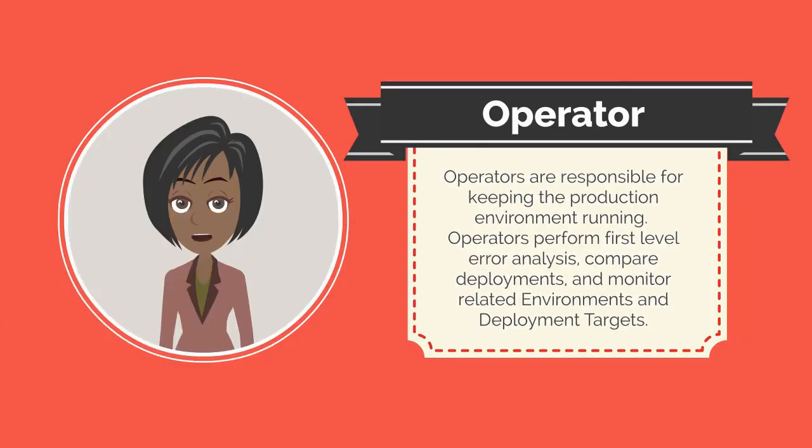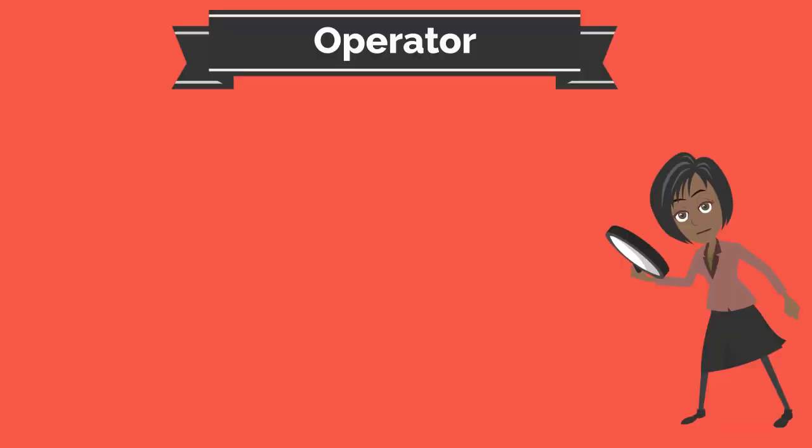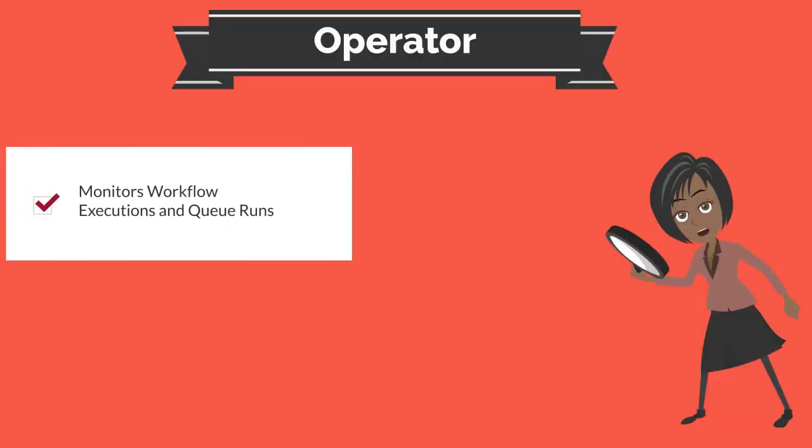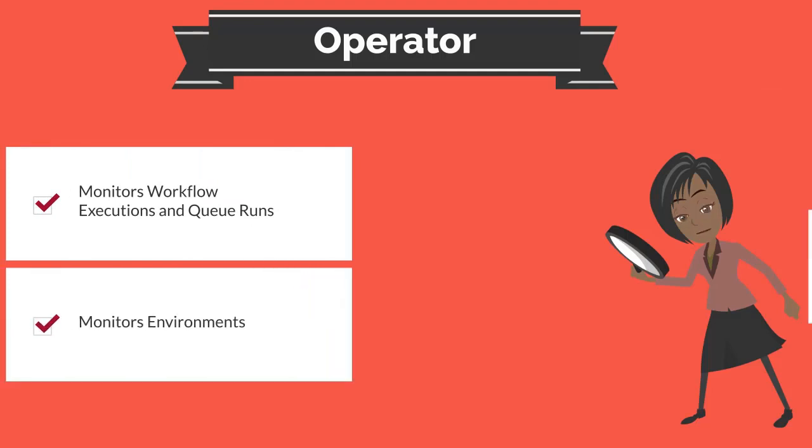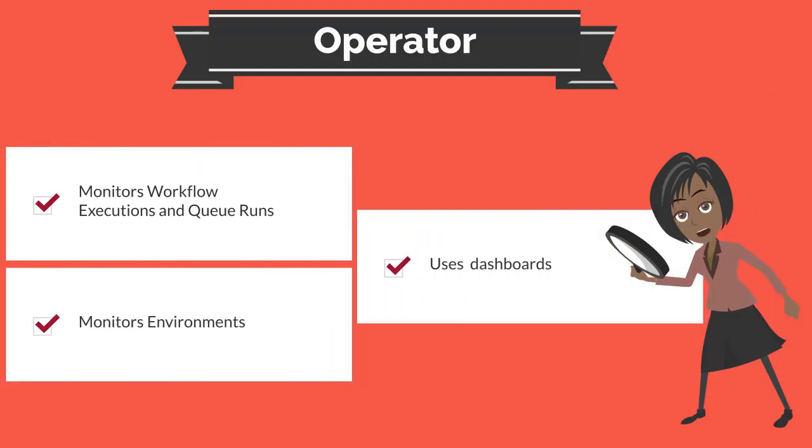Operators are responsible for keeping the production environment running. We perform first-level error analysis, compare deployments, and monitor related environments and deployment targets. Our main tasks are monitoring executions and environments. To do so, we use different dashboards.